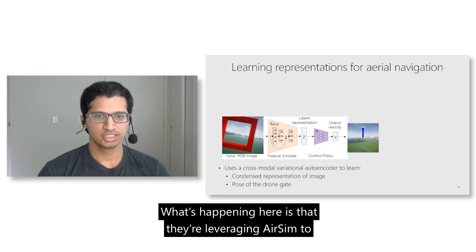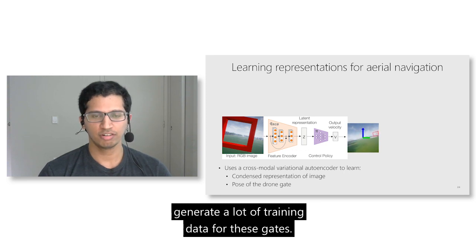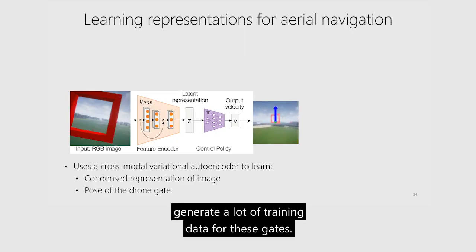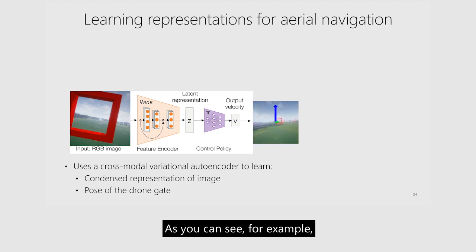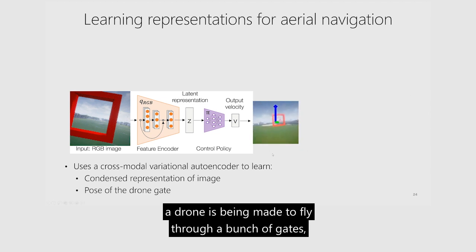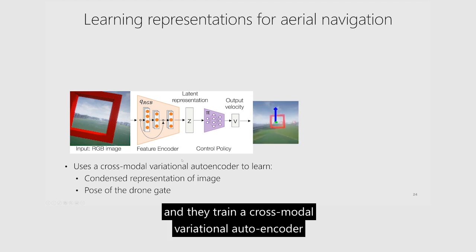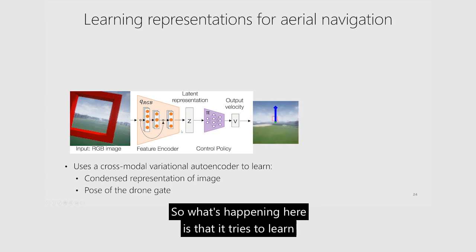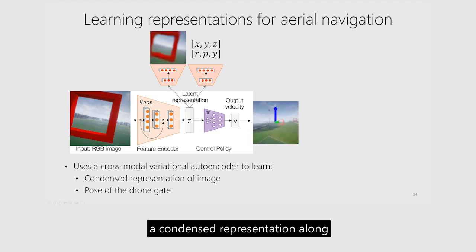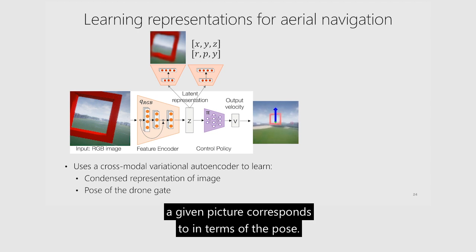What's happening here is that they're leveraging AirSim to generate a lot of training data for these gates. As you can see in the graphic here in the middle, a drone is being made to fly through a bunch of gates, and all of those images are being recorded, and then they train a cross-modal variational autoencoder to compress this image. It tries to learn a condensed representation along with learning the pose of the gate. So now it knows what a given picture corresponds to in terms of the pose.